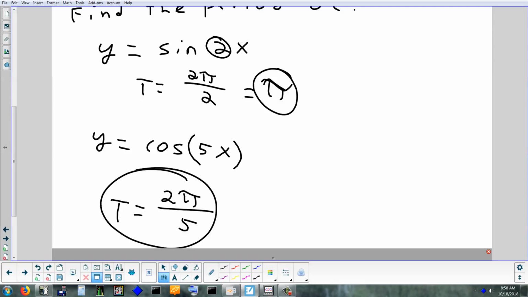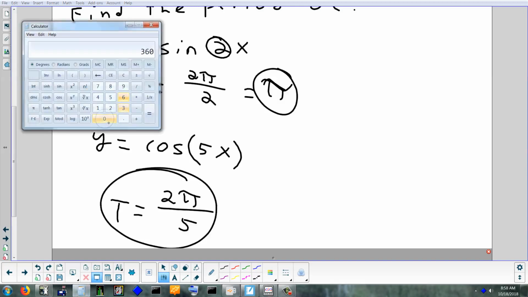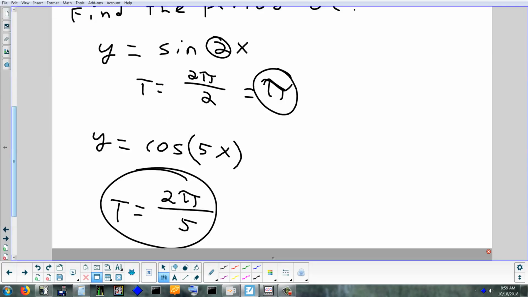So that's your period. Okay. And that's shorter. How much shorter is it than 2 pi? 5 times as short. So this graph is cycling 5 times faster than the original. If you wanted to think of it in degrees, that's 360 divided by 5. So this graph is cycling every 72 degrees. You're getting a new cycle versus the original was every 360. Okay. Any questions on that one?